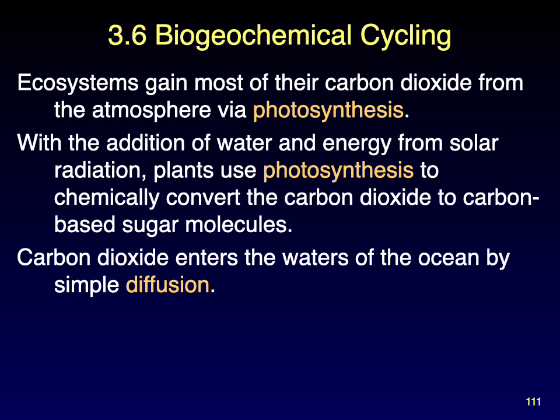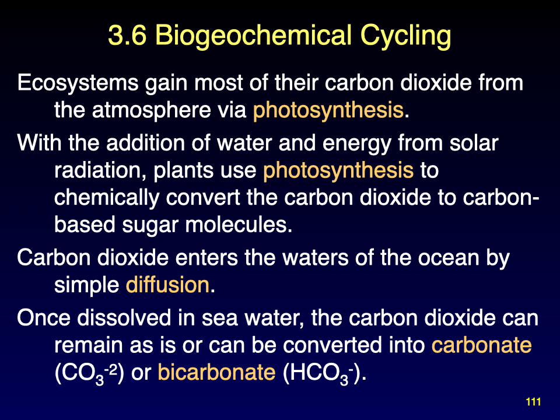Carbon dioxide enters the waters of the ocean by simple diffusion, so just diffusing into seawater from the atmosphere. The amount that can diffuse into the oceans is a function of temperature. With lower temperatures, more carbon dioxide moves from the atmosphere into the oceans. If Earth temperatures warm up, then there's a net transport of carbon dioxide from the oceans to the atmosphere. As I said before, dissolved carbon dioxide in seawater can remain as is, or it can be converted into carbonate or bicarbonate and then produce shells and skeletons of marine organisms.